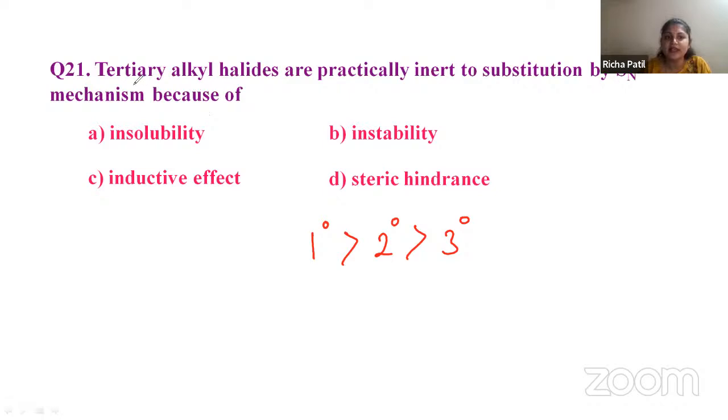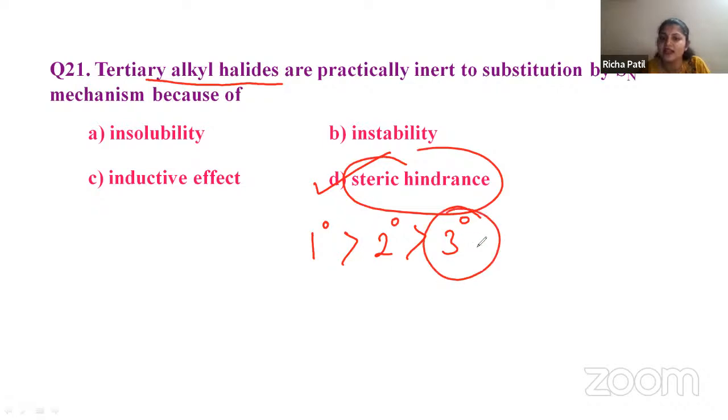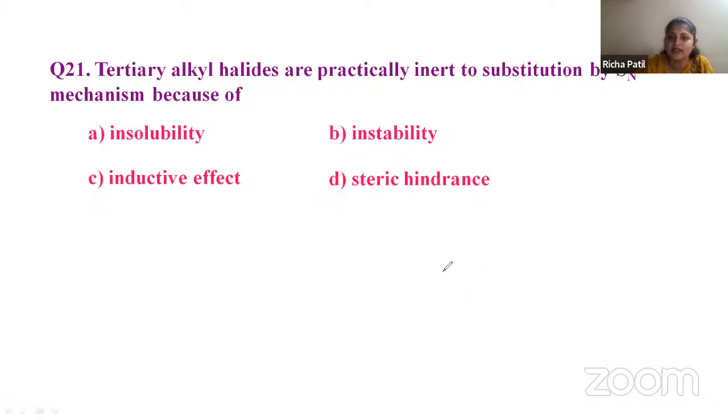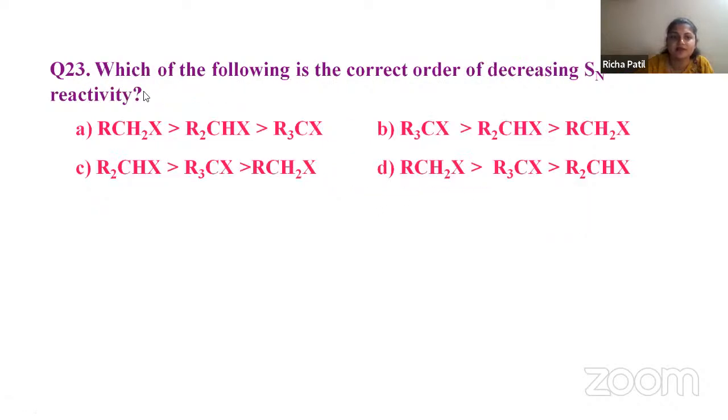Now, they said tertiary alkyl halides are practically inert to substitution by SN2 mechanism because of D, steric hindrance, right? Because of steric hindrance, tertiary alkyl halides are practically inert. So this is the correct answer. We had discussed steric hindrance. Answer is D, steric hindrance.